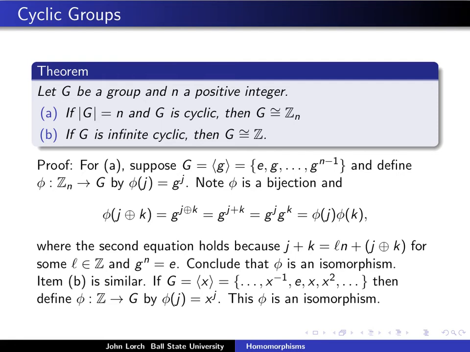Our next collection of theorems deal with cyclic groups. In essence, we see that there are only two types of cyclic groups. If you have a finite cyclic group, then that group is isomorphic to some group of modular integers. If the cyclic group is infinite, then it's isomorphic to the group of integers. Now this symbol here, which I may not have introduced yet, indicates that the two groups are isomorphic.